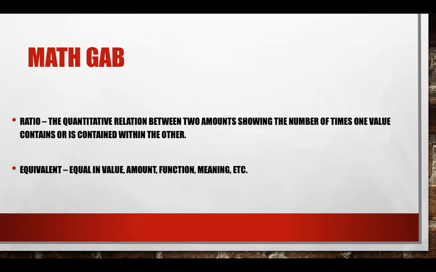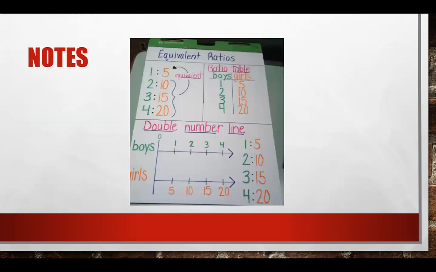So we also have math gap. The ratio is the quantitative relationship between two amounts showing the number of times one value contains or is contained within the other. Equivalent: equal in value, amount, function, or meaning. Some notes. Equivalent ratios are really good to look at.